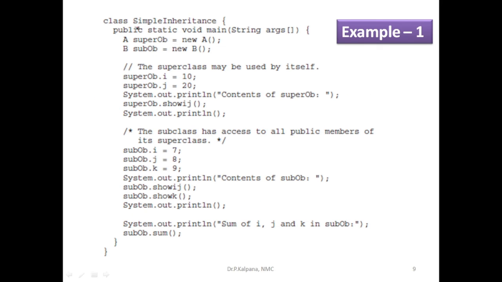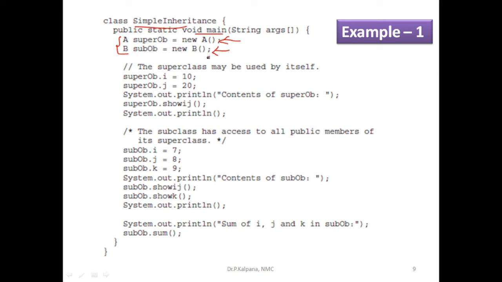So look at this class, SimpleInheritance. This class has the main method, and I have created objects for both the classes. A superOb = new A(); so this creates an object for the superclass. The object name is superOb. Similarly, B subOb = new B(); this statement creates an object for B class.